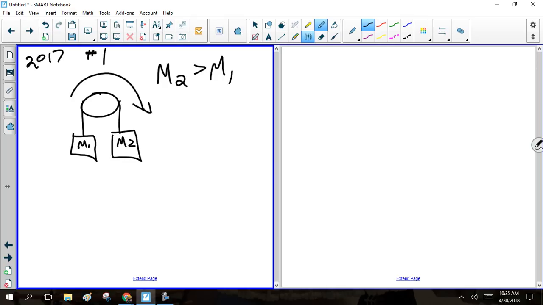Okay? So question A says, on the dots below, which represent the blocks, draw and label the forces, not the components, that act on the blocks. Each force must be represented by a distinct arrow starting on and pointing away from the appropriate dot. The relative lengths of the arrows should show the relative magnitude of the forces.